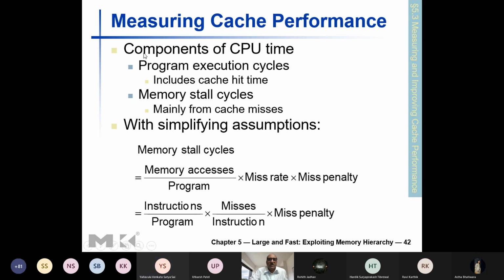So in this context, when the cache comes into the picture, the CPU time can be computed or assessed in terms of various components. One is the program execution cycles. When the CPU is executing instructions, for every instruction it will fetch the instruction from a cache. If it is data, it is fetched from the data memory.